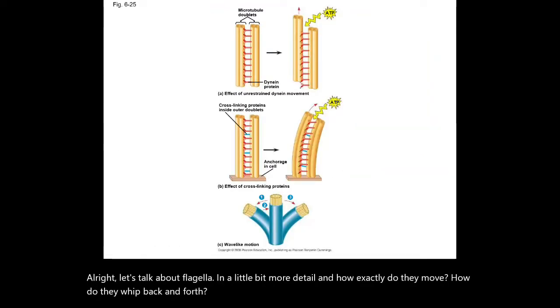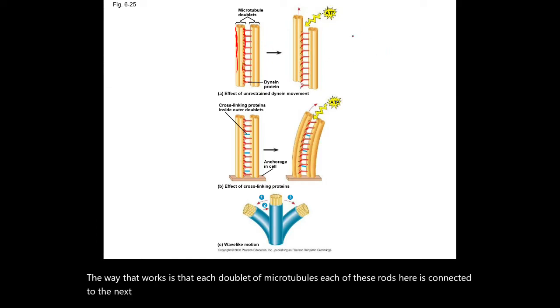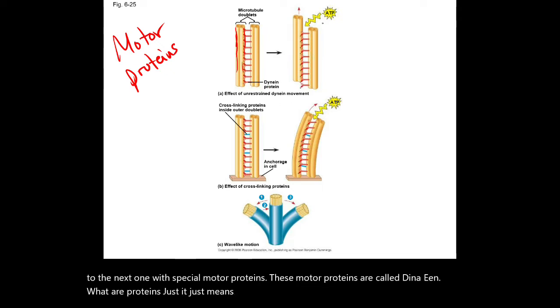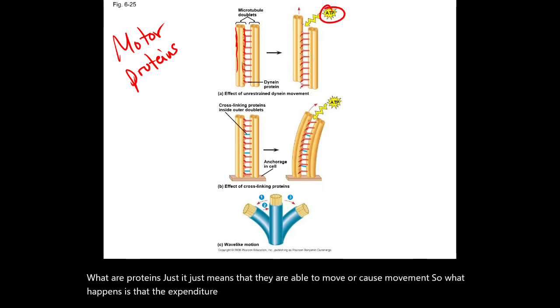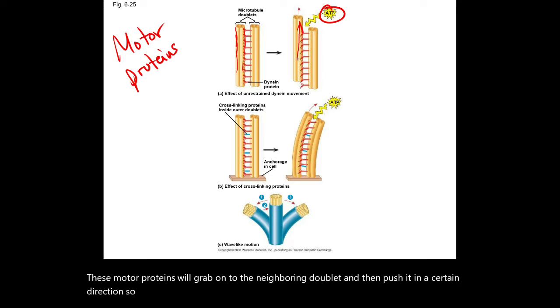And the way that works is that each doublet of microtubules, each of these rods here, is connected to the next one with special motor proteins. And these motor proteins are called dynein. Motor proteins just means that they are able to move or cause movement. So what happens is at the expenditure of ATP, these motor proteins will grab on to the neighboring doublet and then push it in a certain direction. So they essentially push it past the other one.